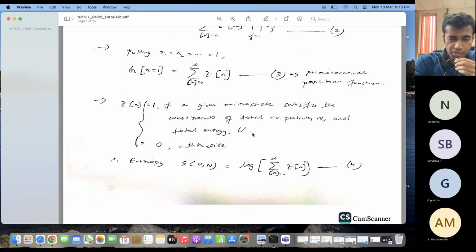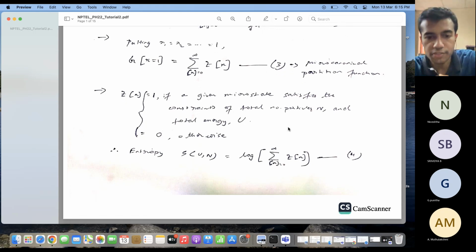Why microcanonical partition function? Because it takes into account the microscopic properties of the system. And the word partition comes from the fact that you are dividing a macrostate into a number of microstates. All these different arrangements correspond to different partitions. So that's how the nomenclature of the microcanonical partition function comes in. That's a different story. The main point is that I can define my entropy like this by summing over these values of Z.